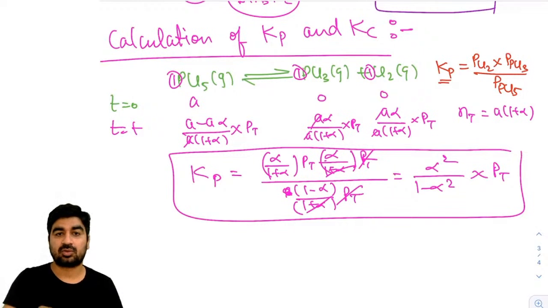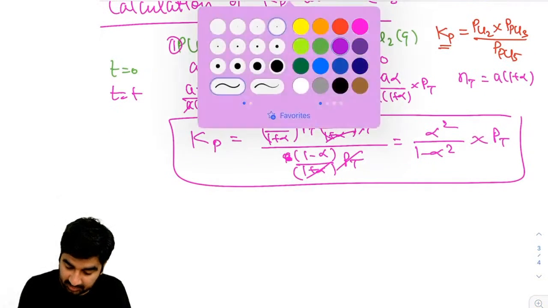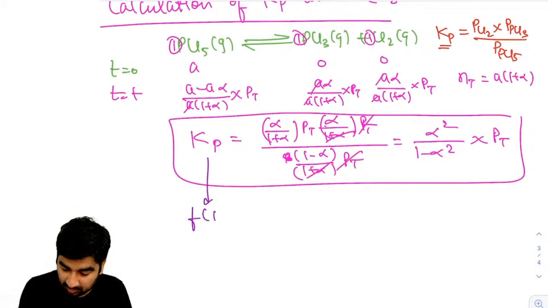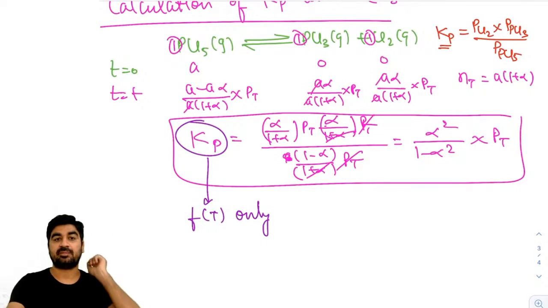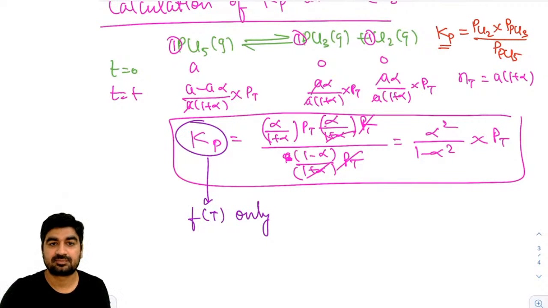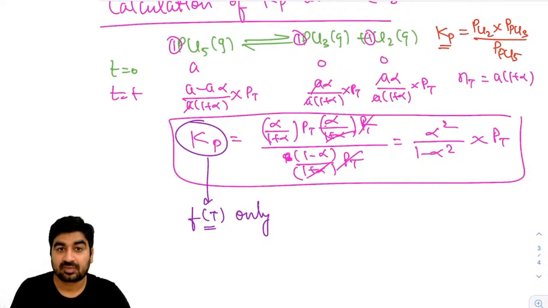No doubt. So here, what are the factors on which Kp depends? Guys, I tell you that it is a function of temperature only. Kp can be changed only when temperature is changed. Why am I telling you this? Can anybody tell me? Kp can be changed only when temperature is changed. So if you are changing the temperature, what will happen?